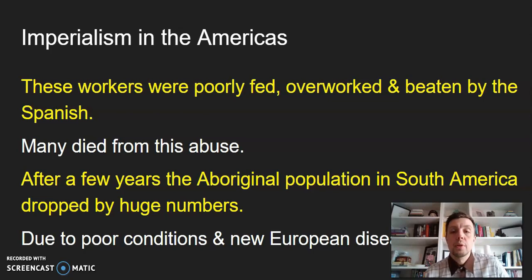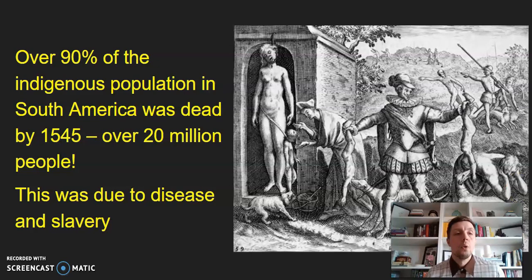After a few years, the Aboriginal population in South America dropped by huge numbers. This was due to the poor working conditions and also new European diseases such as smallpox, which they had seen no immunity towards. Over 90% of the indigenous population in South America was dead by 1545, not even 50 years after the arrival of Christopher Columbus. This is over 20 million people. This is almost all directly attributed to disease and slavery.